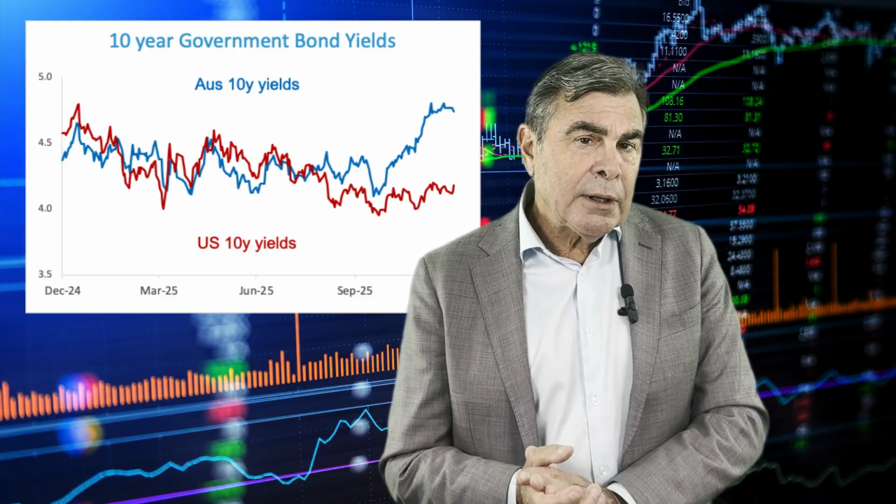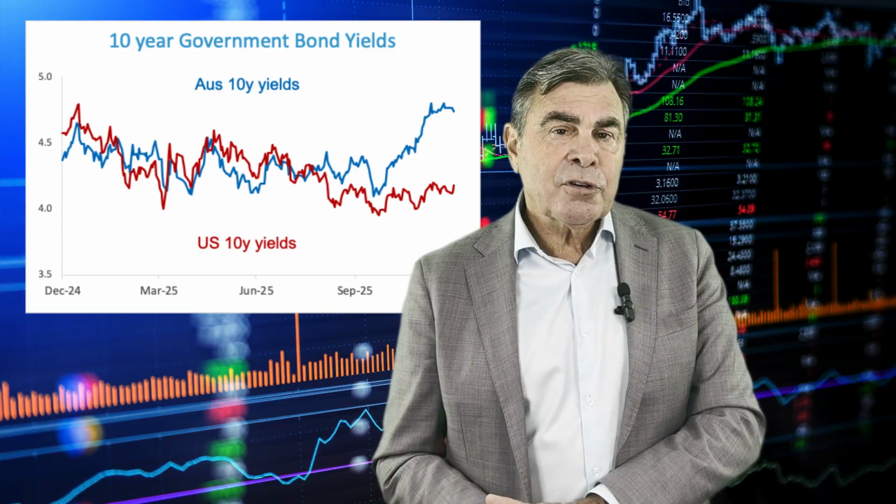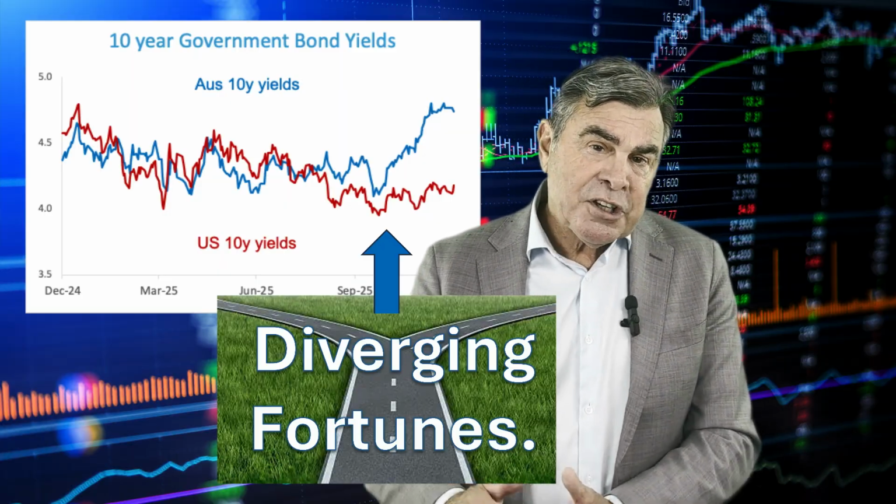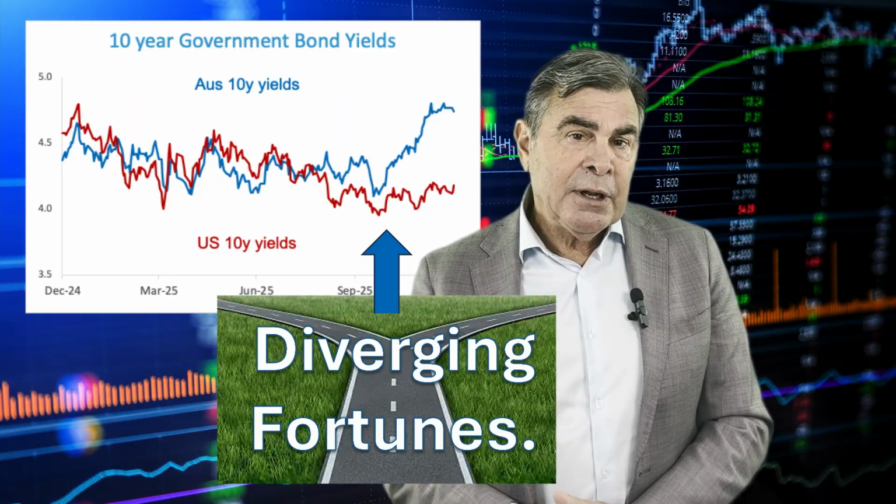Now, this behavior, this great divide between Australia and the US is not only evident in the equity market, but it's there in the bond market as well. When you look at the chart here, we're plotting US 10-year yields and Australian 10-year yields. Now, they've been correlated for 5 years, and we're only just seeing this great divide happening now.